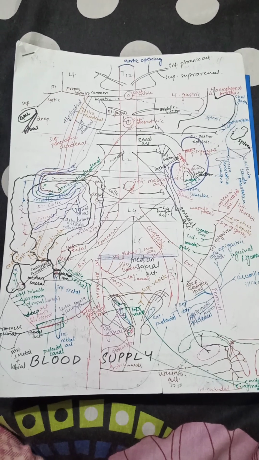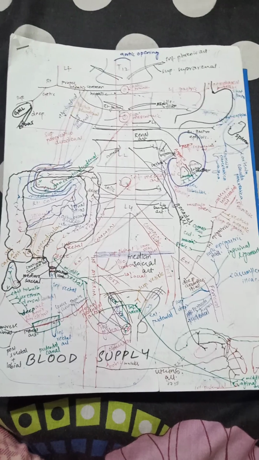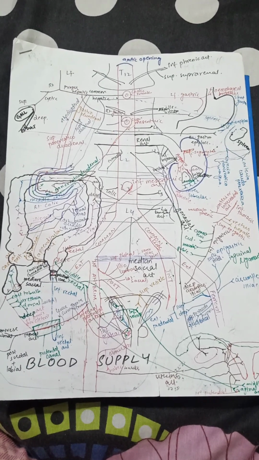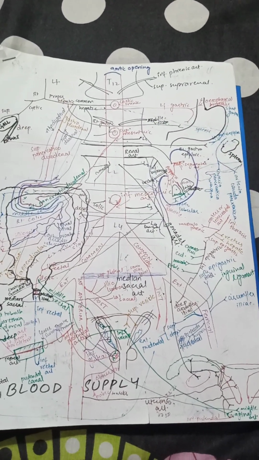Today we are going to learn about the blood supply of abdomen and pelvis. We'll first go with the abdomen. It is supplied by the dorsal aorta, which pierces the diaphragm at the aortic opening at the level of T12, and it further gives different branches. First, we'll discuss the dorsal branches.